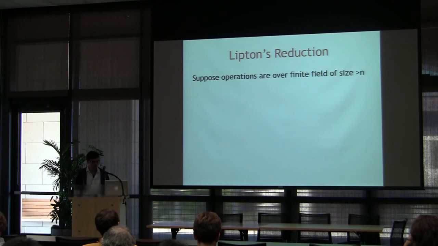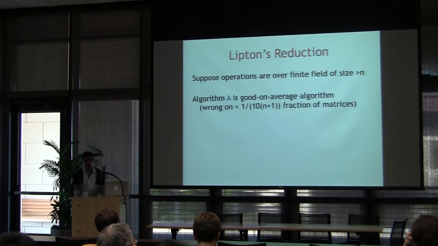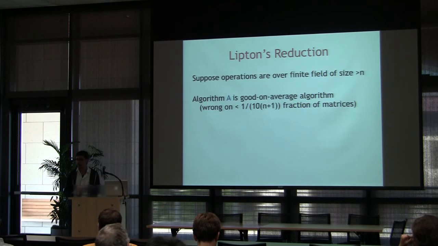So suppose we have an algorithm that is good on average. We want to show that we can get for free a comparatively fast algorithm that works well in the worst case. What we'll define as being good on average is to say that, except for a small fraction of matrices, the algorithm finds the correct answer in polynomial time.